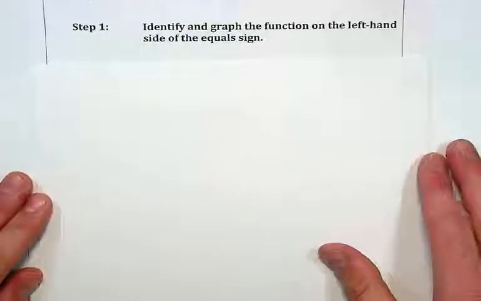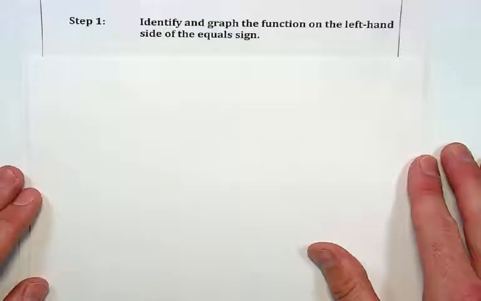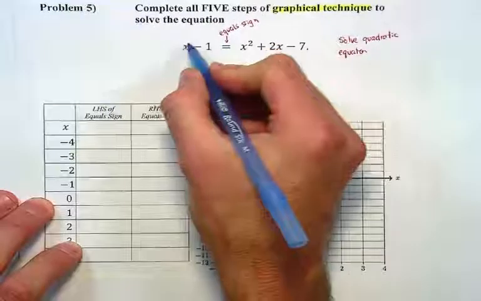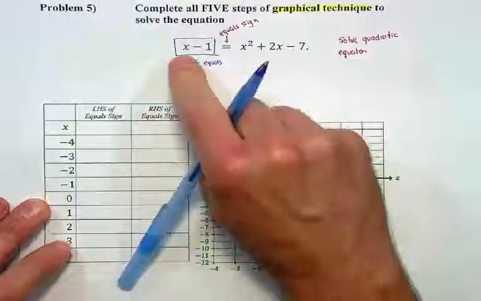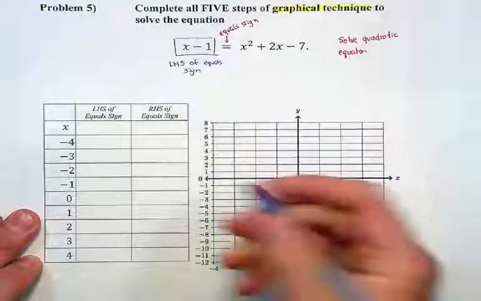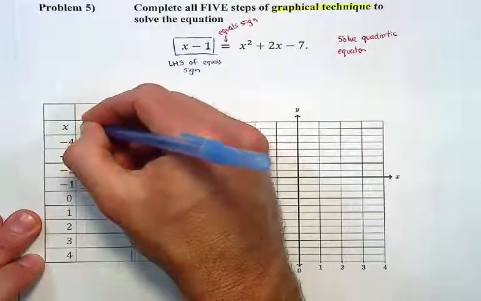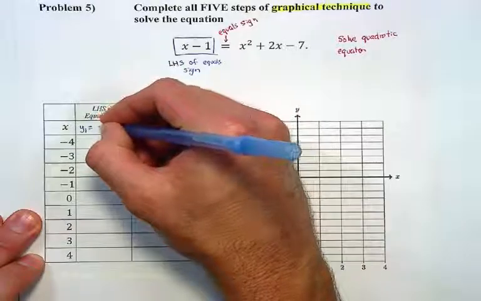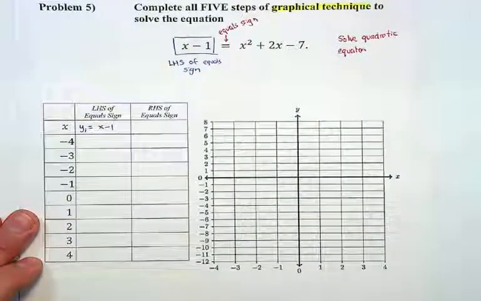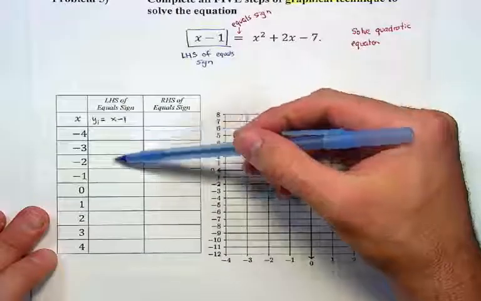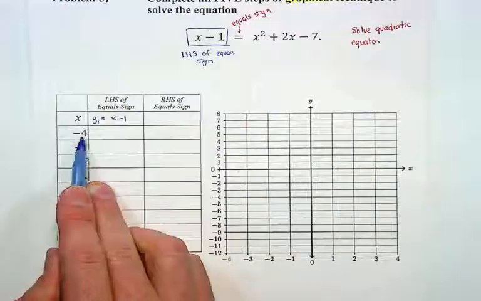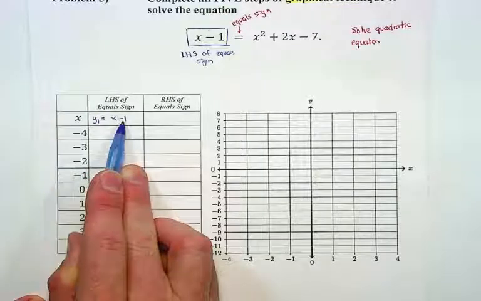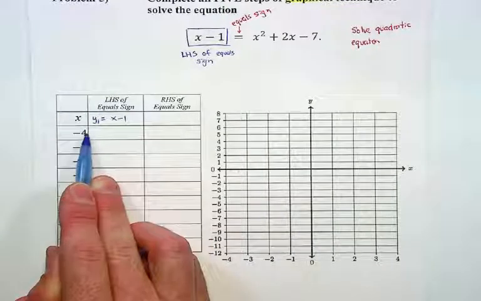Step 1 was to identify and graph the function on the left-hand side of the equal sign. Looking at the equation that we're given, we see that the left-hand side of the equal sign is the function x minus 1. We'll go ahead and say y1 is the function x minus 1. We have a choice whether or not to do all these evaluations by hand or use a calculator. This one is not too bad because the operation is a subtraction by 1. We could do this pretty quickly.